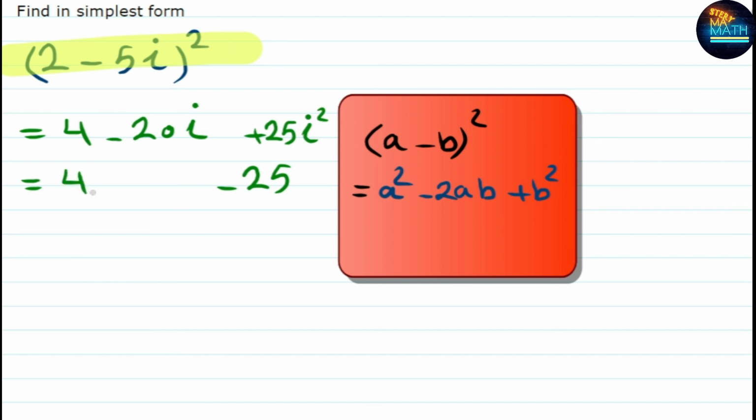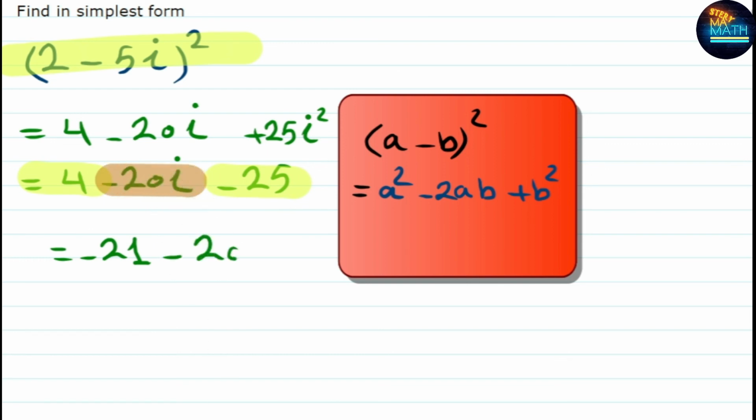So the real parts here are 4 and negative 25, which is negative 21. But we have one imaginary term here, so keep it as it is, negative 20i. So the answer is negative 21 minus 20i.